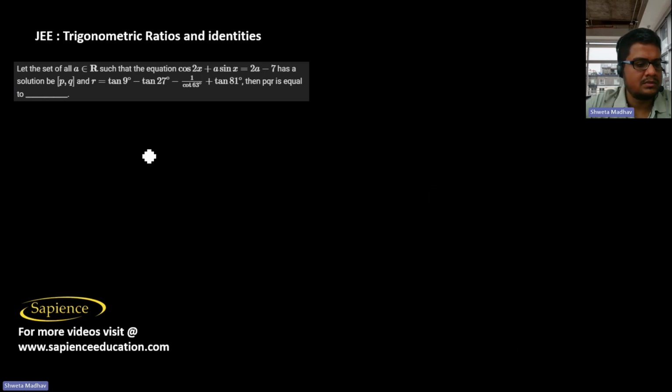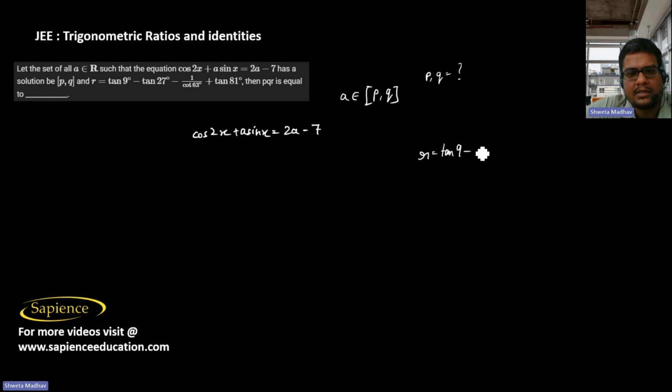Then here it is told that the set of all a belongs to R such that cos 2x plus a sin x equal to 2a minus 7 has a solution is the range p to q, so a should belong to the range p to q. Those p and q values we have to find out, and r value is equal to tan 9 minus tan 27 degree minus 1 by cot 63 degree plus tan 81 degree. Then the pqr value we have to find out.